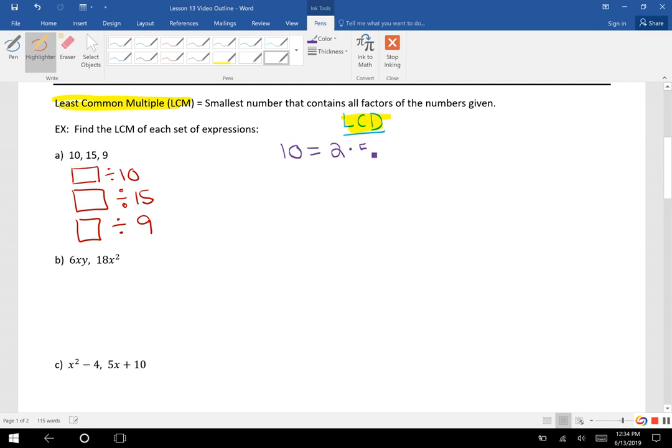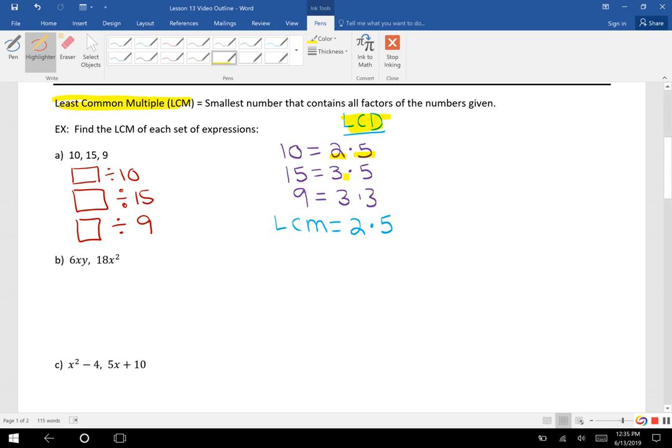So 10 is 2 times 5. And I know 15 is 3 times 5, and 9 is 3 times 3. Then the idea is your least common multiple, or least common denominator, has to contain every factor of every denominator. So I just start at the top and work my way down. So 10 has a 2 and a 5, so I have to put the 2 and the 5 in my least common multiple. And so then you could maybe underline or cross off, we have a 2 and a 5 in our least common denominator.